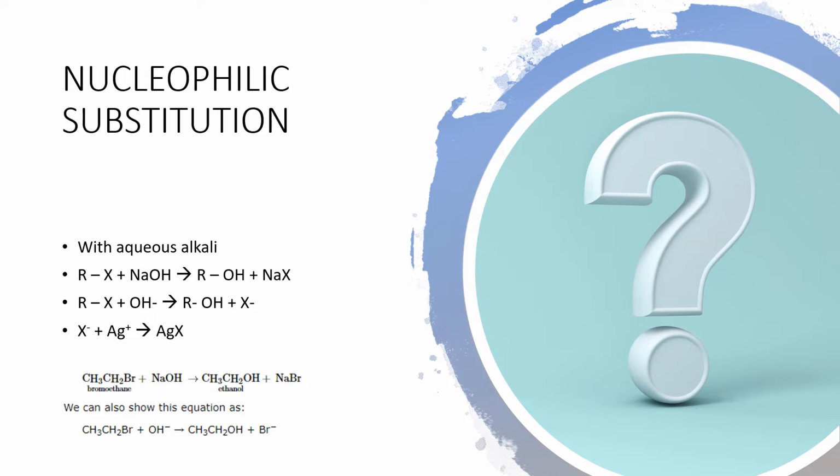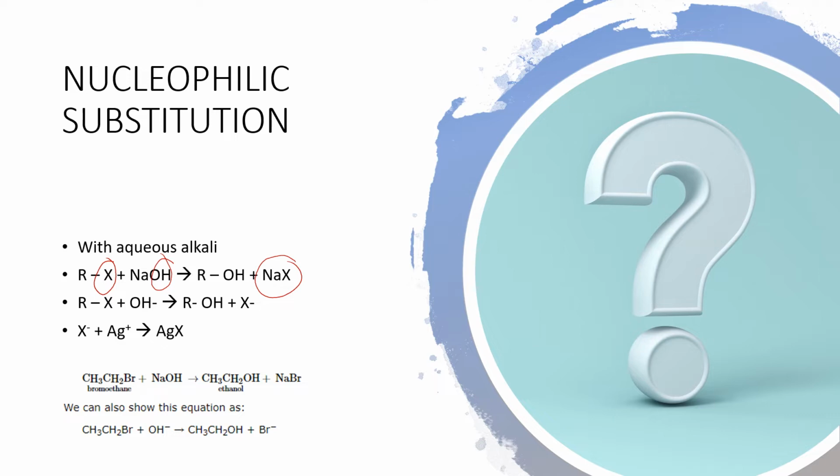We continue with the reactions that occur to RX. The reaction is nucleophilic substitution. First, RX reacts with aqueous alkali, for example with NaOH. The X is substituted by OH to form alcohol, ROH, and NaX.